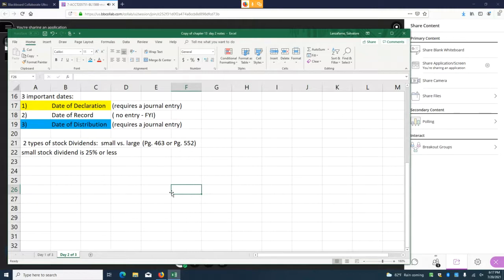So a small stock dividend is 25% or less. So a large stock dividend obviously would be greater than 25%.